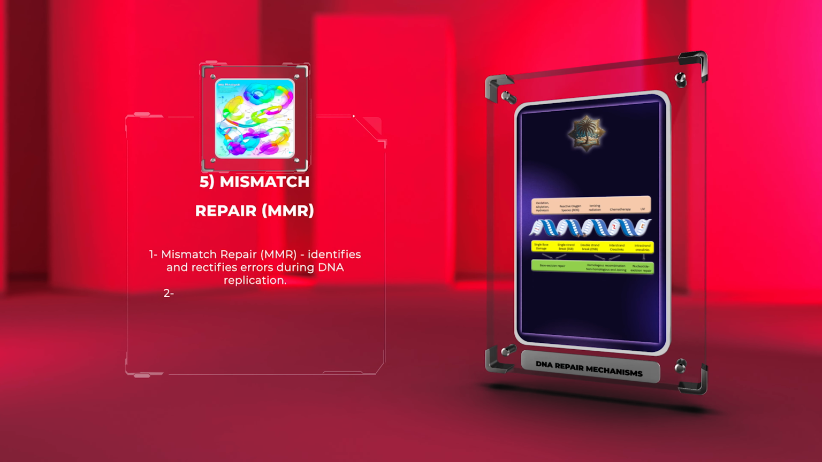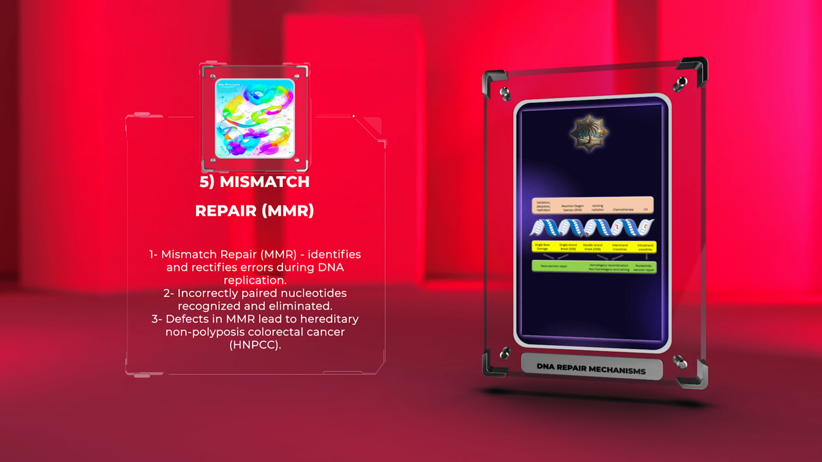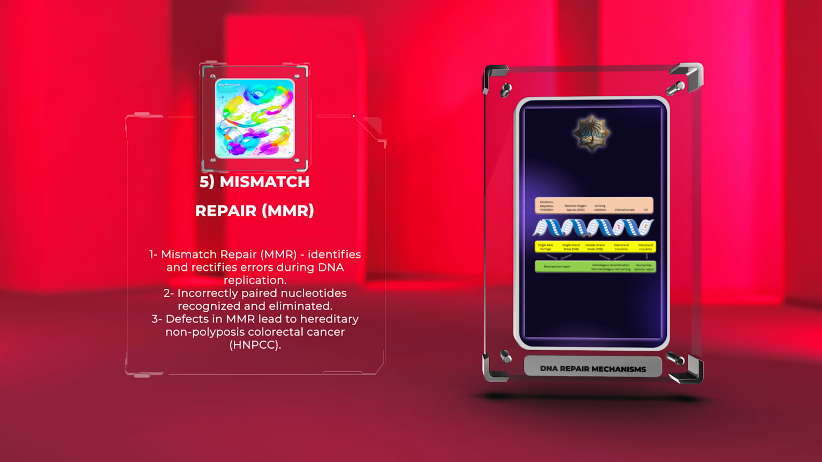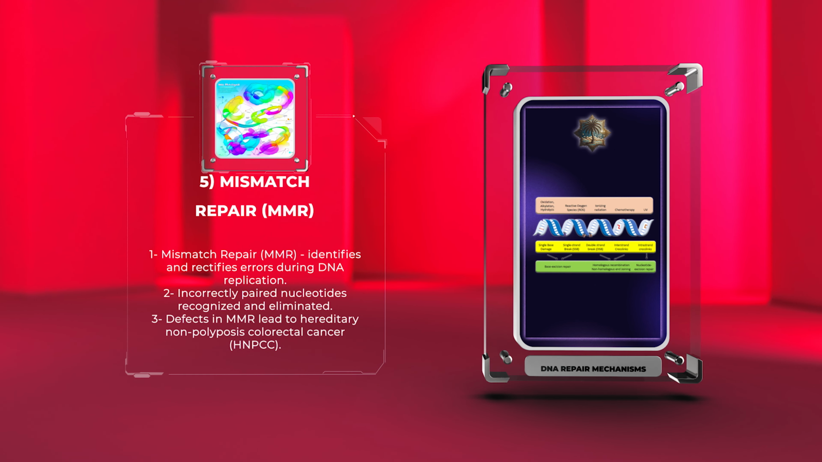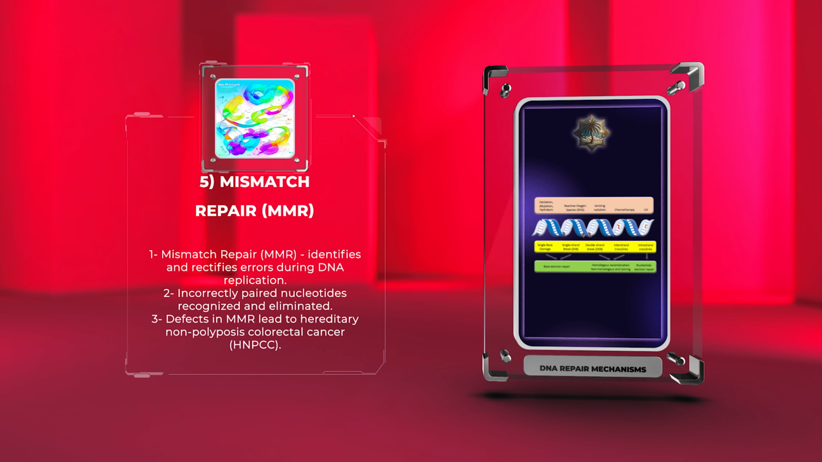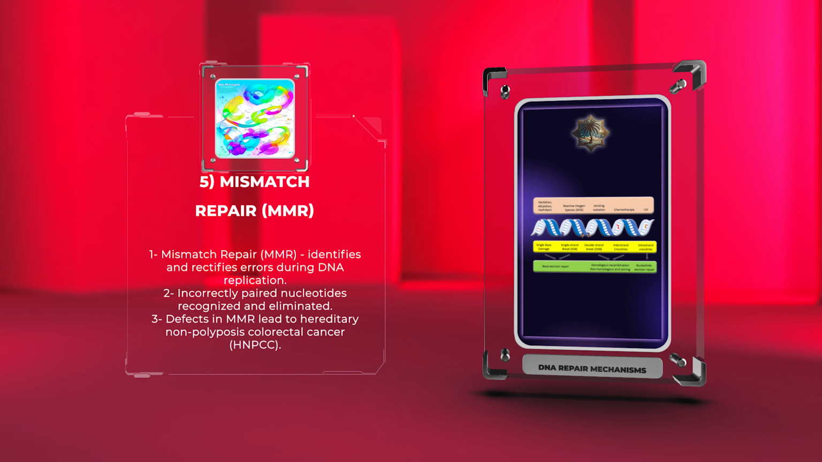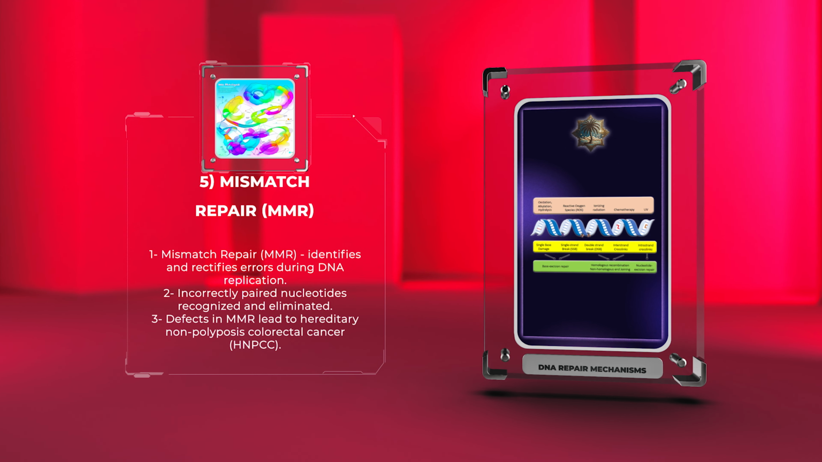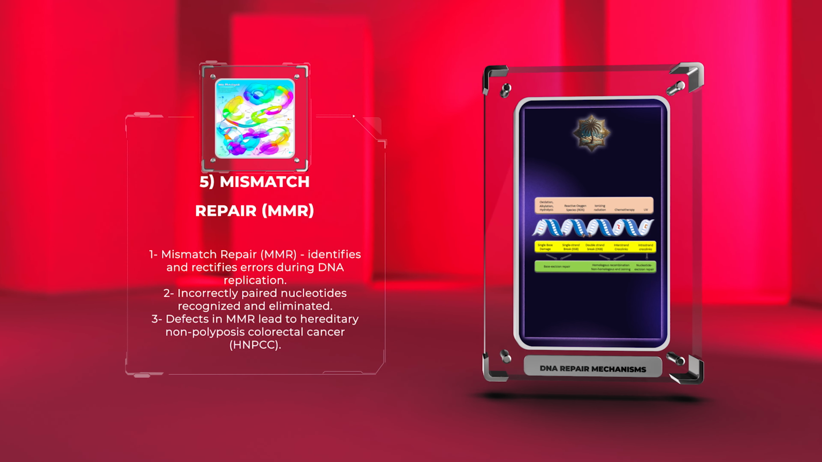Mismatch repair, MMR, is a crucial pathway that identifies and rectifies errors during DNA replication. It recognizes and eliminates incorrectly paired nucleotides, restoring the accuracy of the genetic material. Defects in MMR lead to hereditary non-polyposis colorectal cancer, HNPCC, underlining its importance in preserving genome stability.